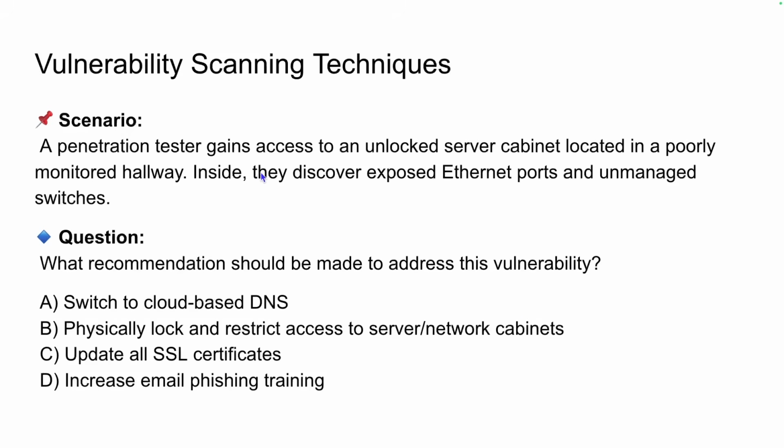Very good. Okay, so a pen tester gains access to an unlocked server cabinet located in a poorly monitored hallway. Inside, they discover exposed Ethernet ports and unmanaged switches. What recommendation should be made to address this vulnerability? Switch to cloud-based DNS. That could be something, because if they're based on the cloud, they don't have physical servers on site anymore. So that could be a recommendation.